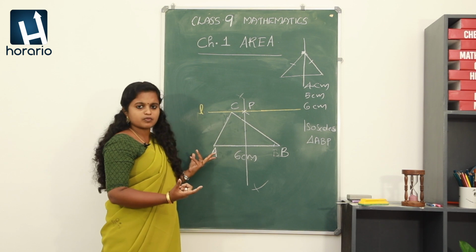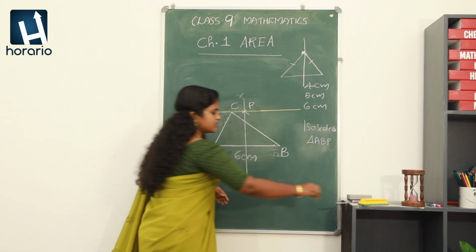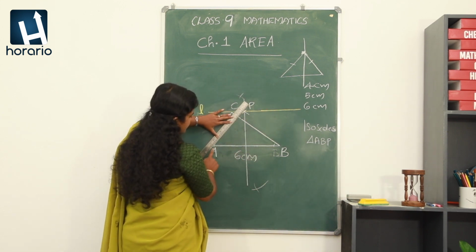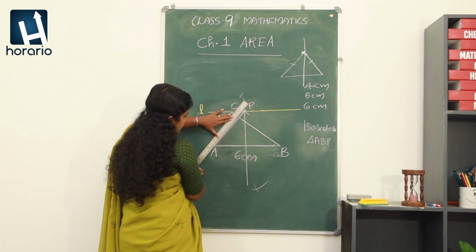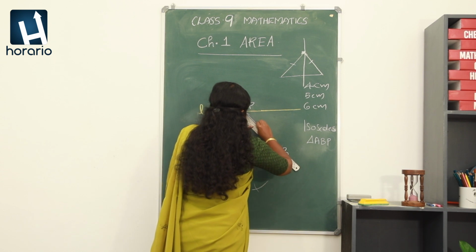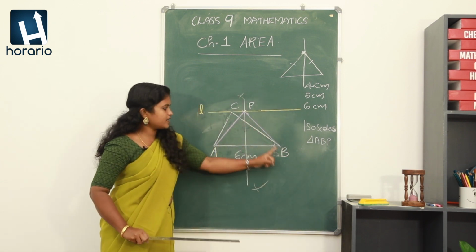Now our job is almost over, we just need to complete the triangle ABP. So let me complete that also. We will be getting the triangle like AB. We are not supposed to change the base, we just need to join A and P as well as B and P. So we got the required triangle ABP.